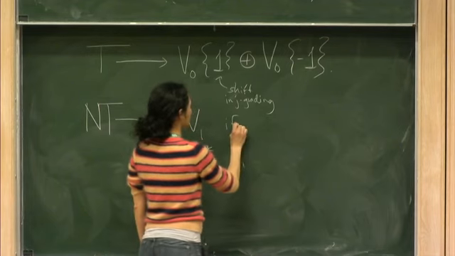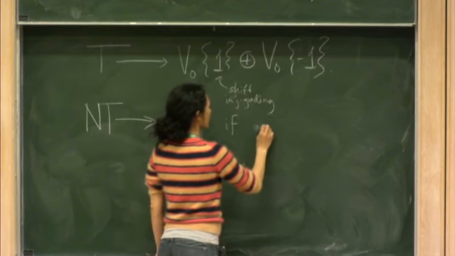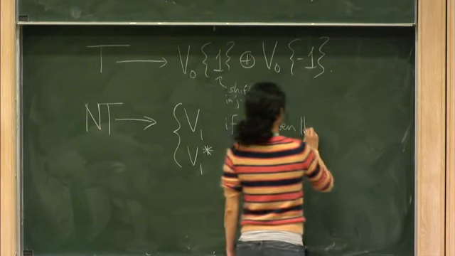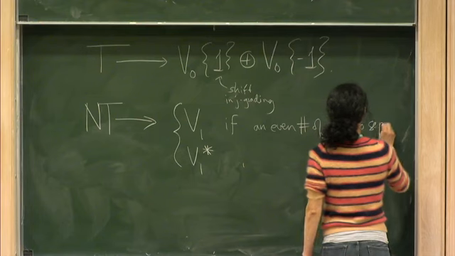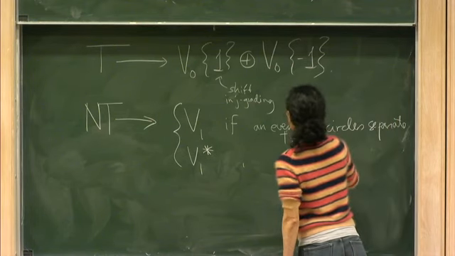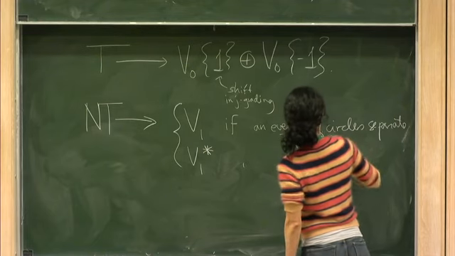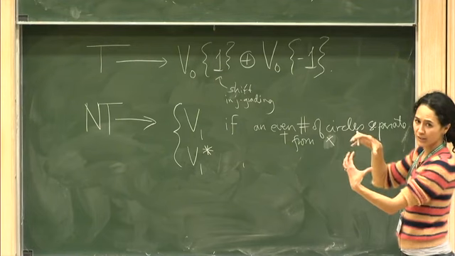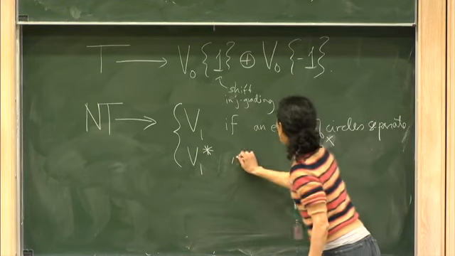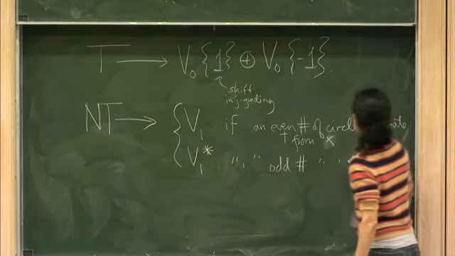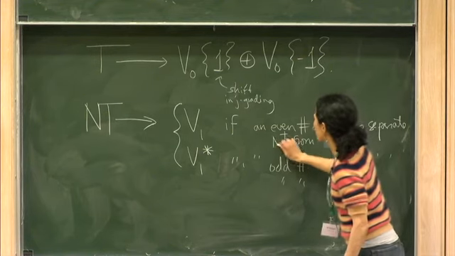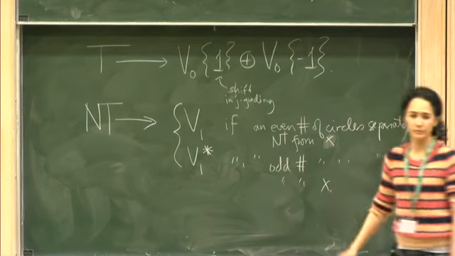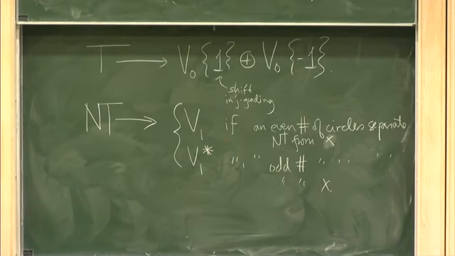So this is if an even number of circles separate T from what I call X over there. So as you're going from inside out, you label them V, V dual, V, V dual. So this is if an odd number of circles separate T from X. So this resolution here would be labeled V1 tensor V1 dual.